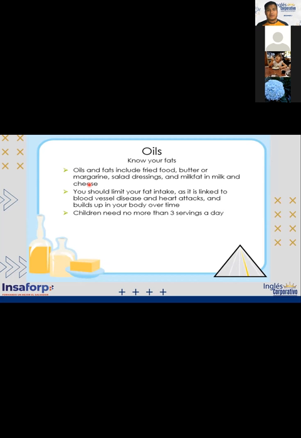So, following with the food pyramid, we have the oils, and it says oils and fats include fried food, butter or margarine, salad dressings, and milk fat and milk cheese. For the oils, we should be really, really careful because this can be really harmful for our health. And it says that children need no more than 3 servings a day. So that is also very important.